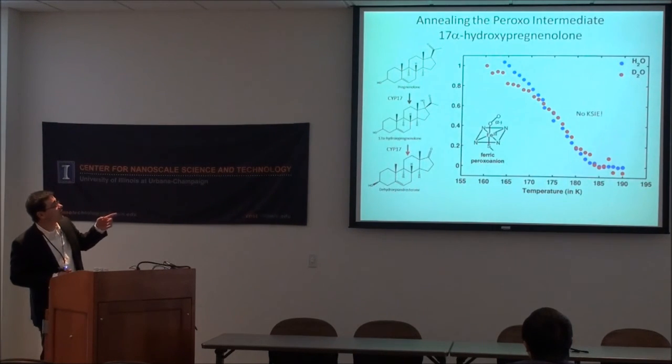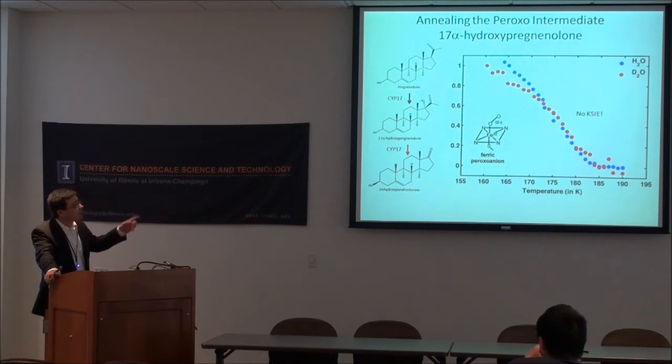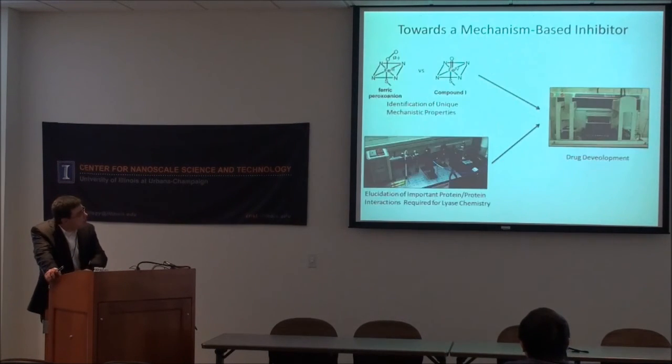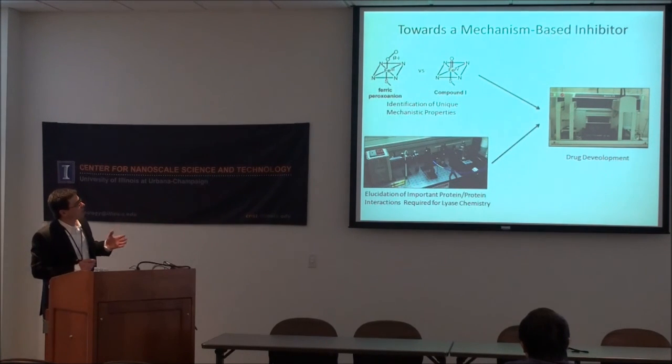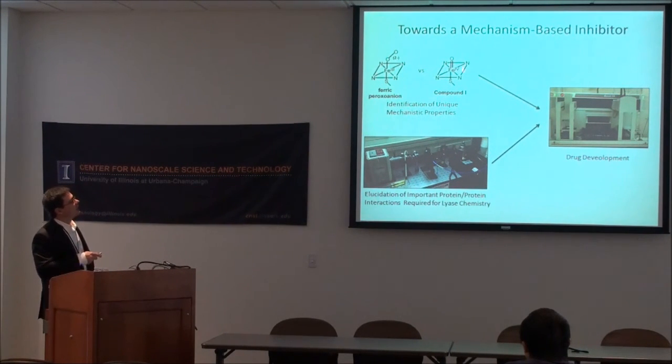Oh, it's also worth mentioning here that you can't do any of these KSIE measurements in a steady-state turnover assay. You have to start with this particular intermediate, otherwise it's all masked. So, like I told you before, we'd like to guide development of this inhibitor. So what we propose here is to begin with this detailed biophysical characterization, combine it with detailed biochemical characterization of the properties that give rise to this lyase chemistry.